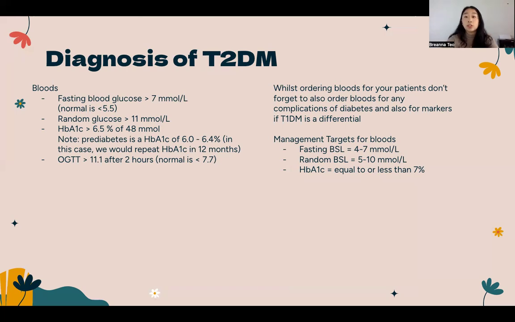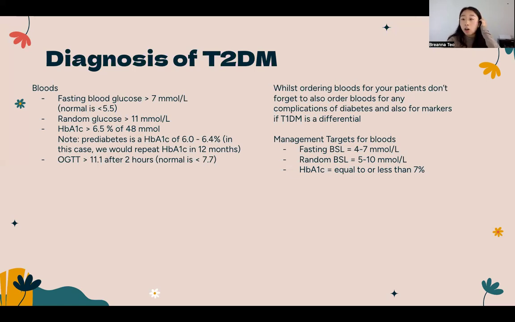Again, if we want to check for type 1 diabetes as a differential, we can do our markers for those as well. And then once someone's got a diagnosis of type 2 diabetes, what we have is some management targets for bloods. So this is once they're diagnosed, they're on treatment, whether that is non-medicated or medicated. There are some management targets that we have for blood. So fasting between 4 to 7, random between 5 to 10, and a HbA1c equal to or less than 7%.